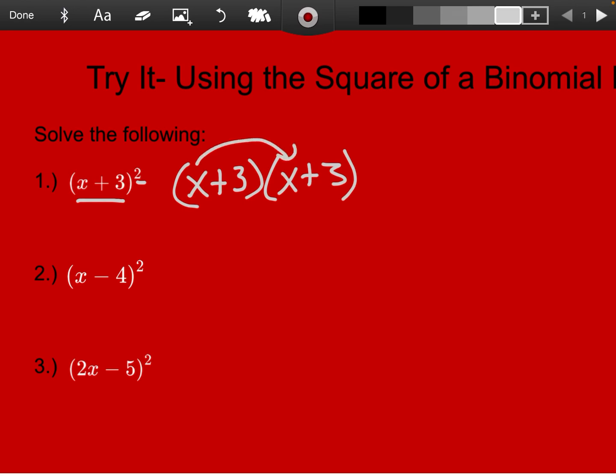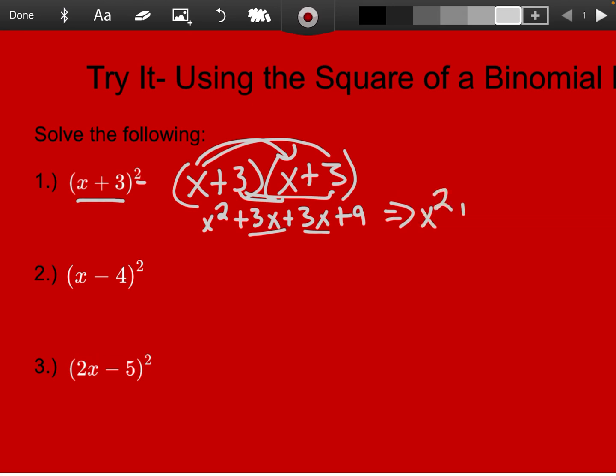So x times x is x squared. Our outer terms, 3 times x, so we get 3x. Inner terms, we get 3x. And our last terms, 3 times 3, which is 9. Okay, go ahead and combine your like terms, which gives me x squared plus 6x plus 9.